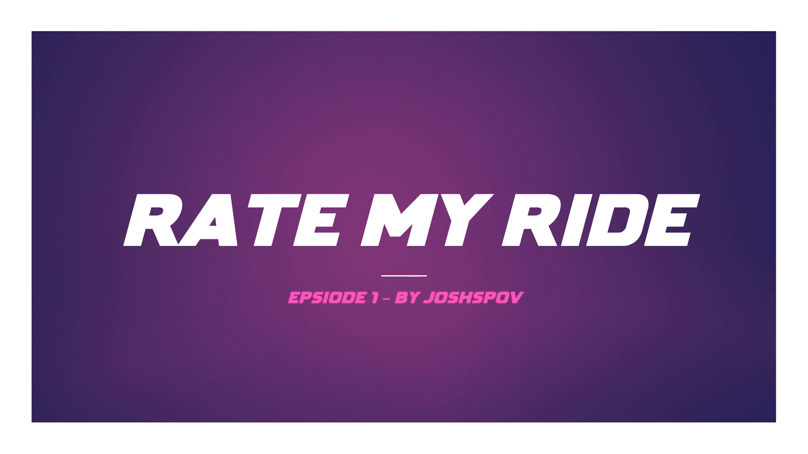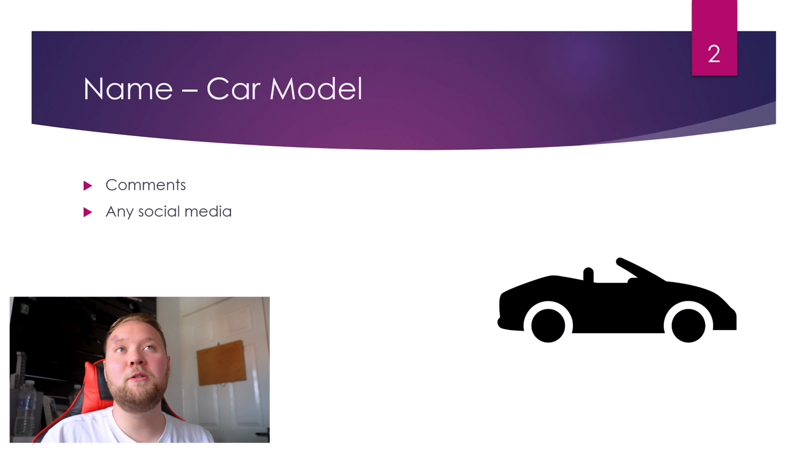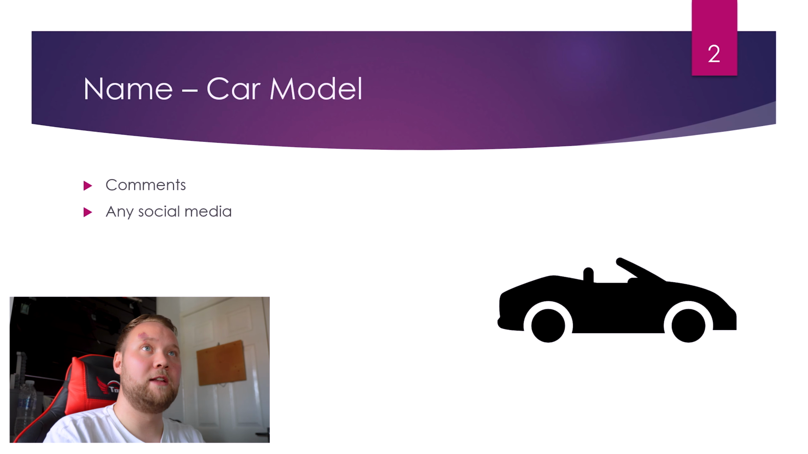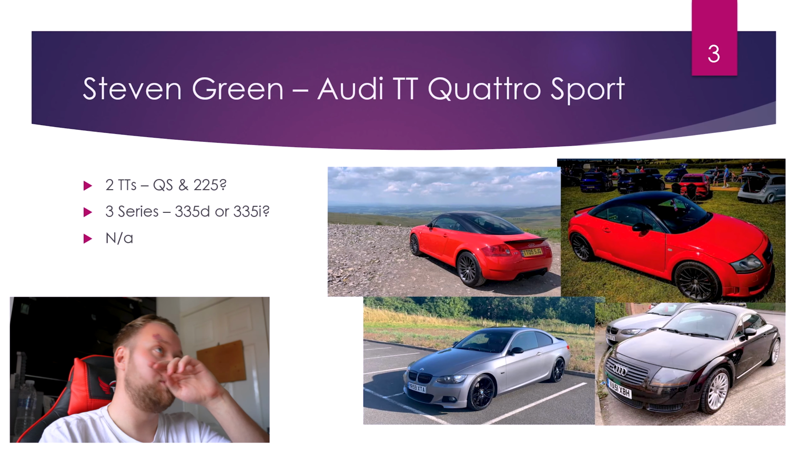Rate My Ride, episode 1 by myself. This is the way that it's going to happen. So as you can see at the top left, we have name, and then next to that we have the car model and the comments and any social media. Number 1 or number 3.